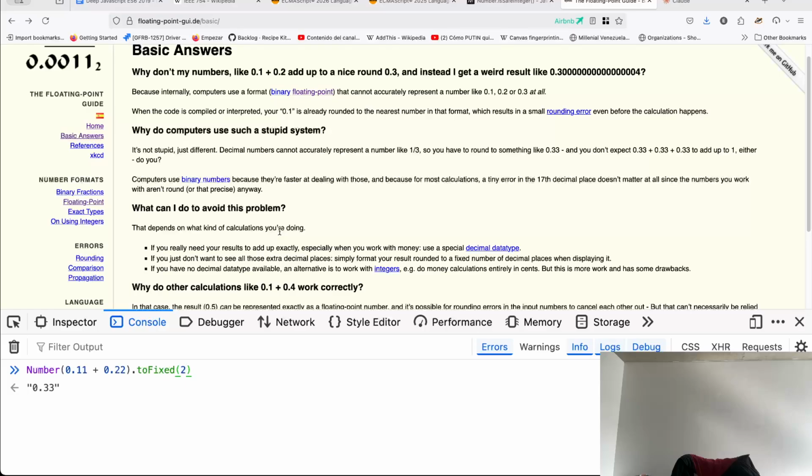So now you're dealing with the limitations of the language.